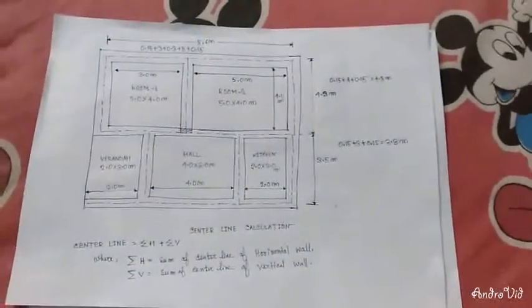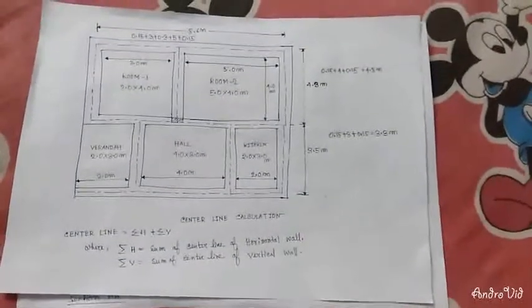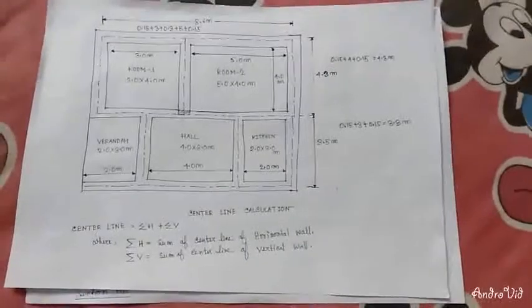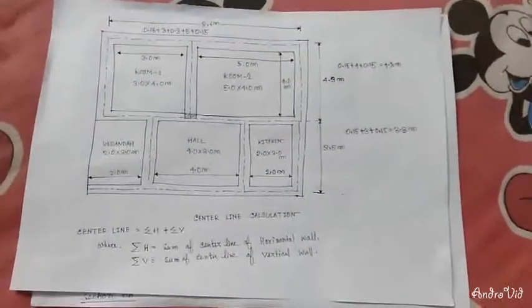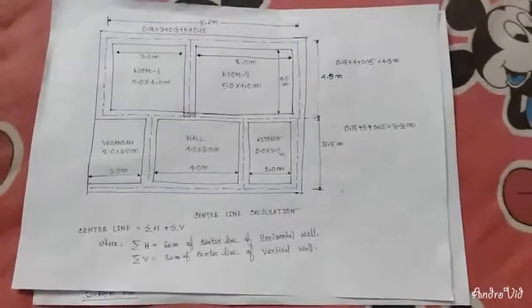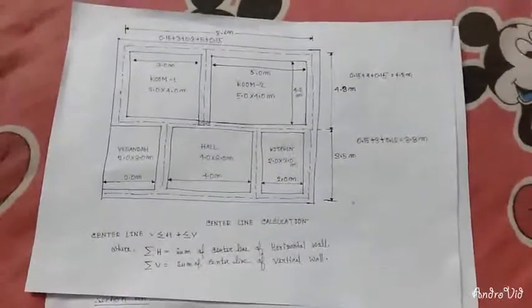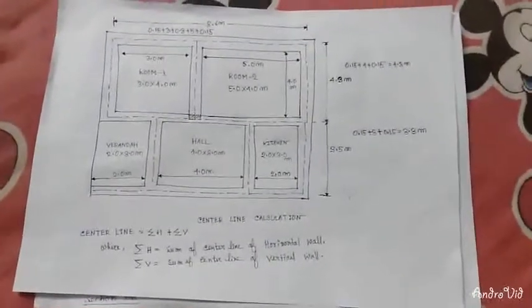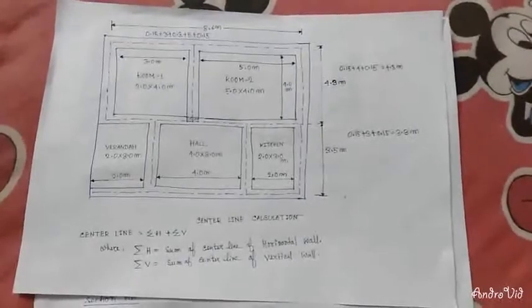In this plan we have 3 horizontal walls, and they are all equal in length. That means the total summation of horizontal walls, summation H, equals 8.6 into 3. So that will be 25.8. 8.6 into 3 equals 25.8 meter. So we got our summation of horizontal wall length, center line length.